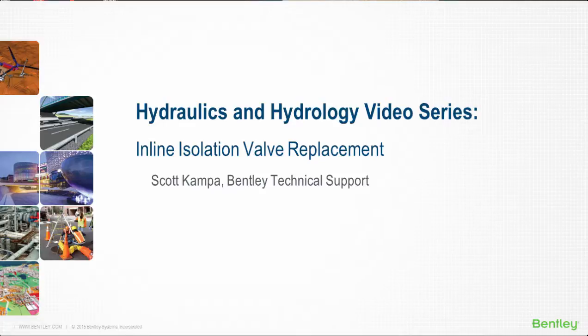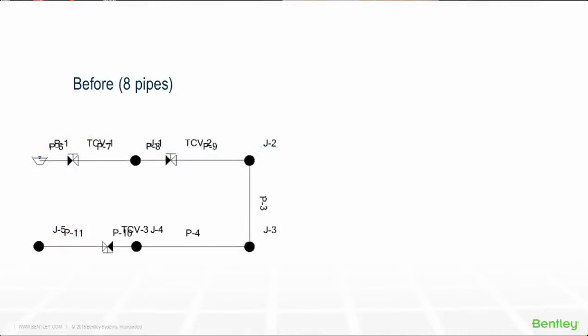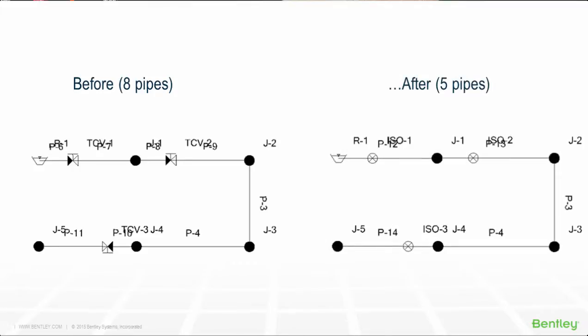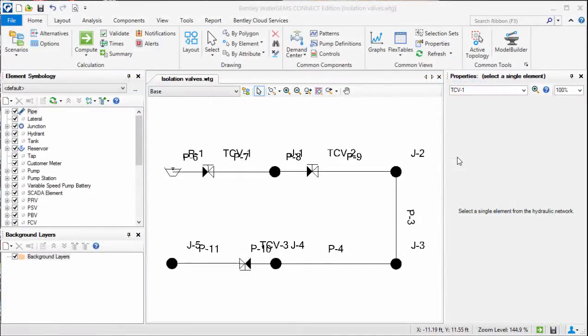Have you ever had trouble dealing with a large number of valves cluttering up a model and requiring additional pipes to be added? Or were your isolation valves imported as different valve types other than an isolation valve? The Inline Isolation Valve Replacement tool in Scalibrator can help with this. Here is a model with a number of throttle control valves, or TCVs, that should have been represented as isolation valves. In order to make that change, we'll need to open up Scalibrator.